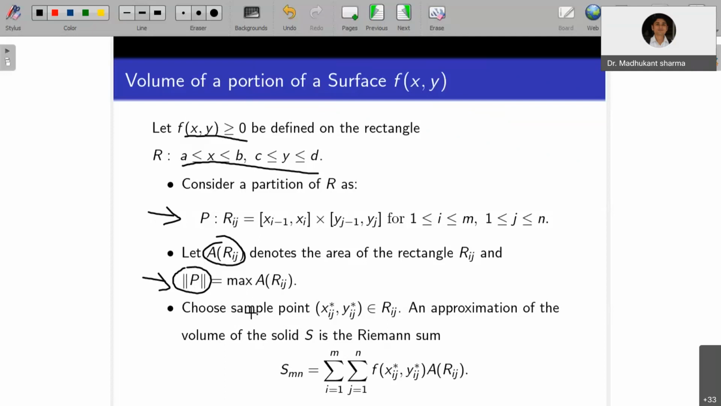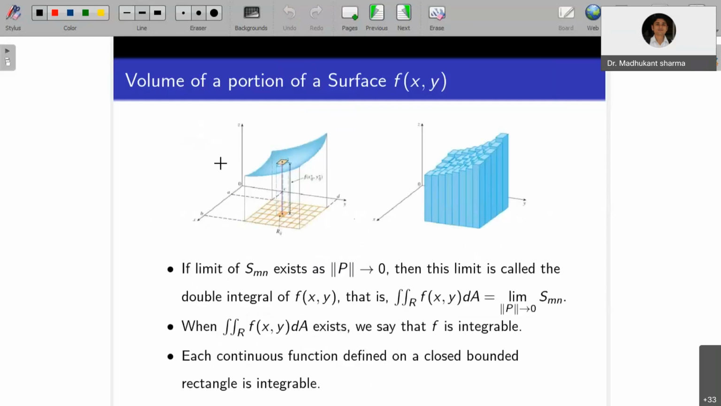Right. Now choose a sample point, which is a tag point as told. Choose a tag point xij star, yij star. Of course, this i and j show the dependence on i and j, because they have been chosen within this Rij. Then an approximation of the volume of the solid S is nothing but the following sum, as discussed. In the limiting case when m and n tend to infinity, this will tend to the double integral. Right, so this is what is happening here.